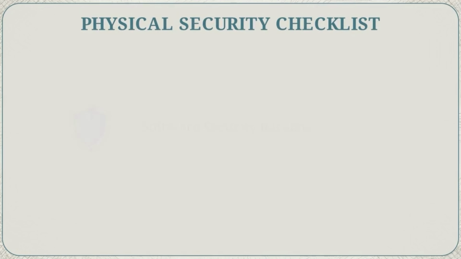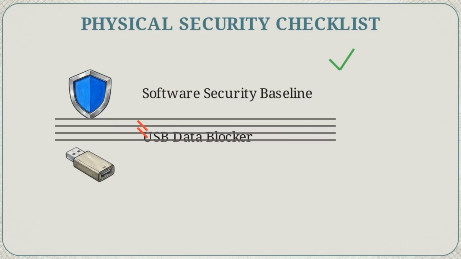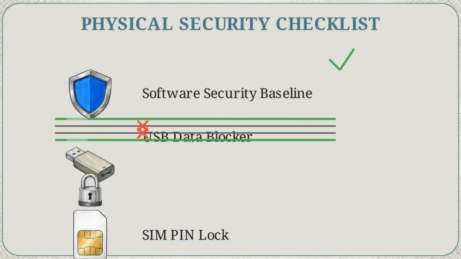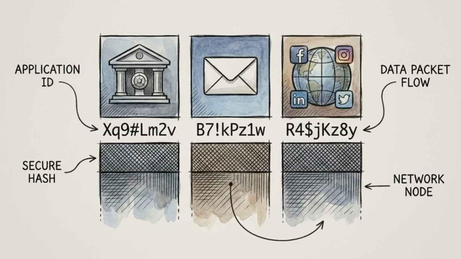To secure the physical domain, use a small USB data blocker. It attaches to your charging cable and physically disables the data transfer pins, allowing only power to flow from public stations. Finally, contact your mobile provider to set a secure SIM pin, locking your phone number so it cannot be ported. Round out these lifestyle defenses by adopting a password manager to generate unique passwords for every account.